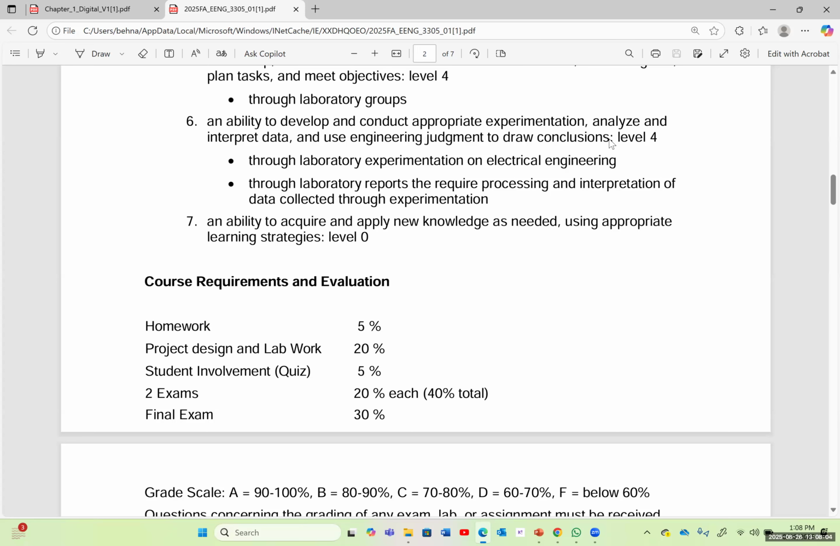The student involvement, which are the quiz, for those who already had a class with me, it's going to be the random Kahoot quiz that we have. That's going to be 5%. For the online students, after I post every video, you're gonna have a 1 or 2 question quiz after that, which is gonna be the participation and the student involvement. You're gonna have 2 midterm exams. It's gonna be 20% each, and a final exam.